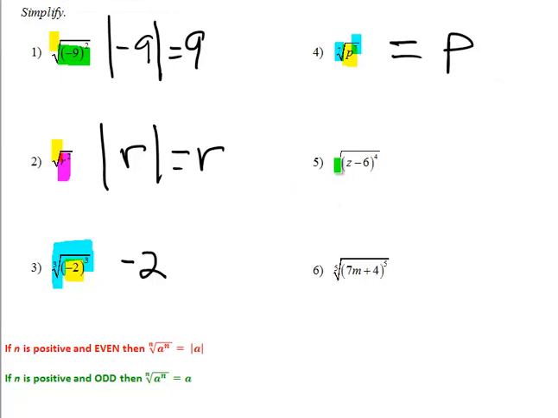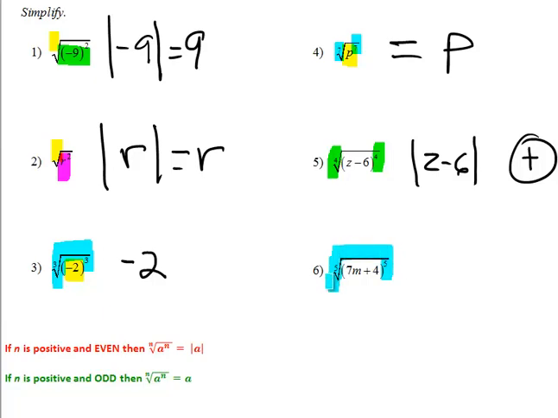Here I have an even root and an even exponent. They cancel each other out. What I have left behind is z minus 6, but its absolute value, so it will always be positive. Here I have an odd index and an odd exponent. They cancel each other out. And what I have left behind is just the basic root, 7m plus 4.